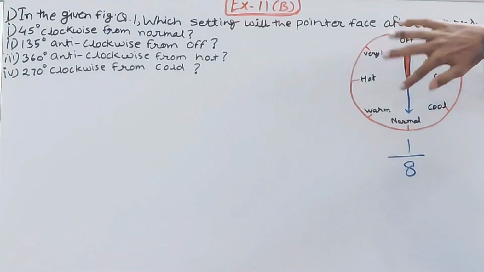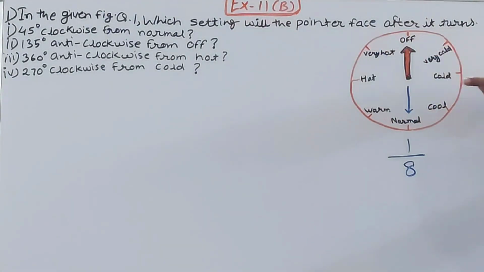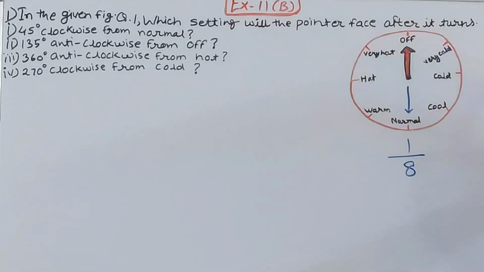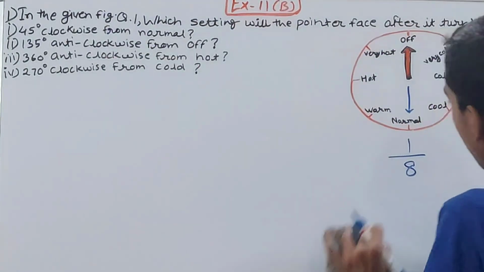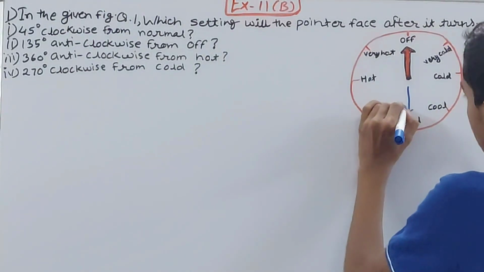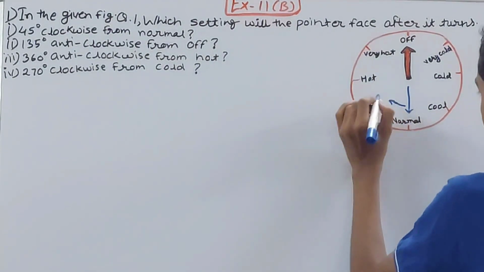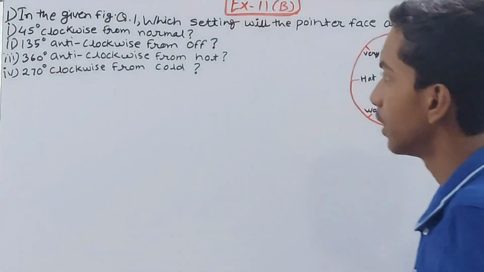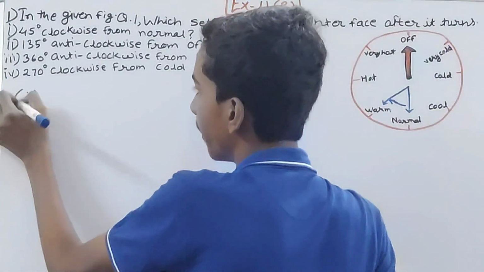So you have to go basically one part forward. In the clockwise direction you have to go to the next setting, the next label that is written. Where will you land? Just at the next pointer. So you have come to warm. So your answer becomes warm.